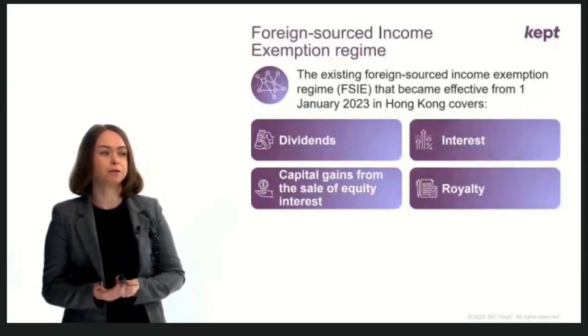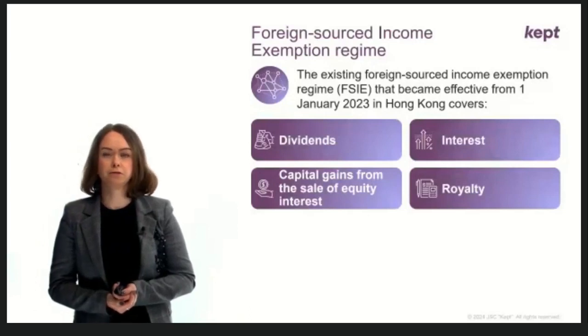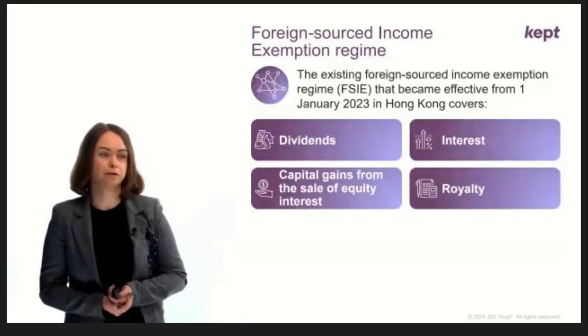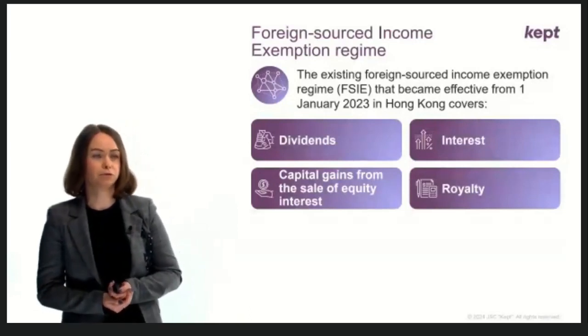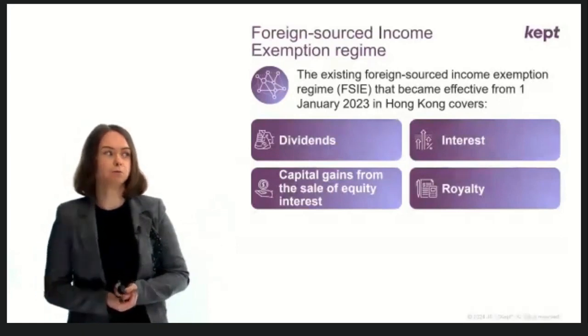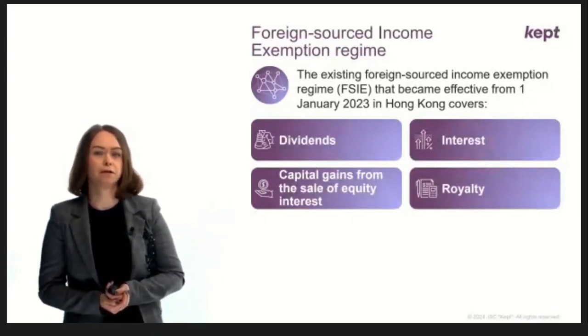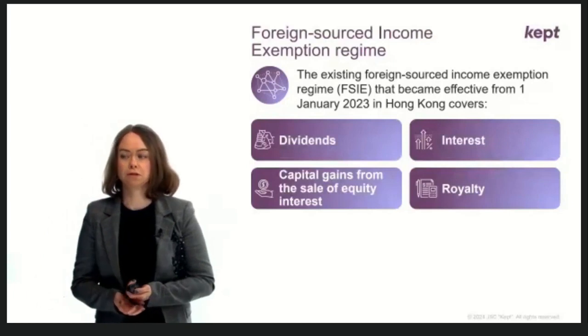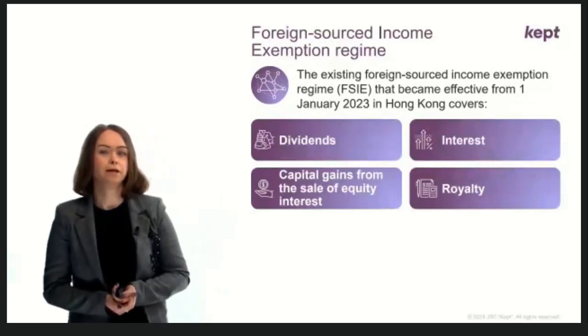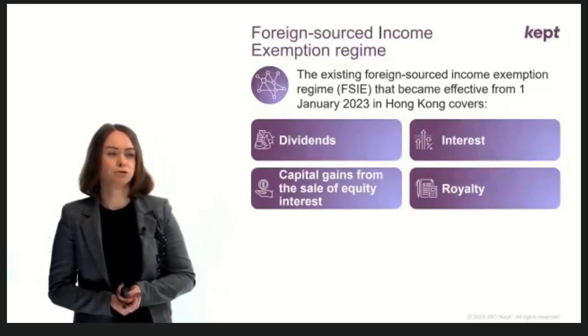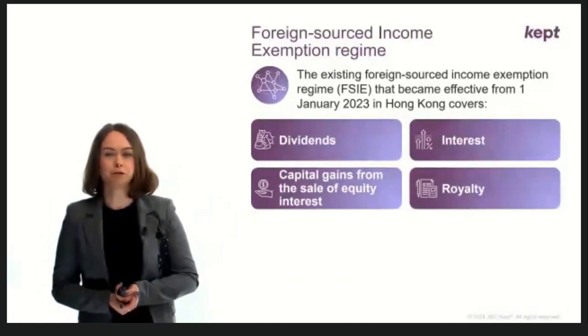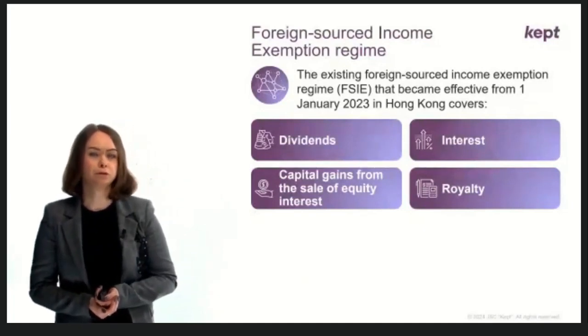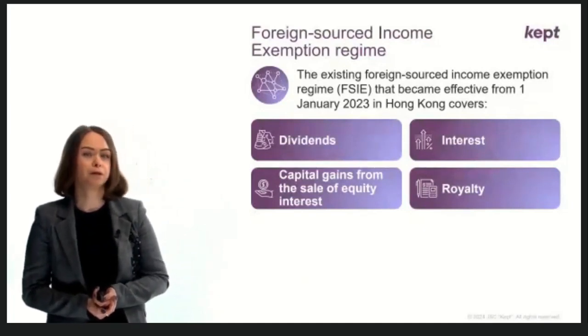This foreign sourced passive income will be considered as received in Hong Kong when the income is remitted to Hong Kong, the income is used to satisfy any debt incurred in respect of business carried out in Hong Kong, or the income is used to buy movable property, and the property is brought into Hong Kong.